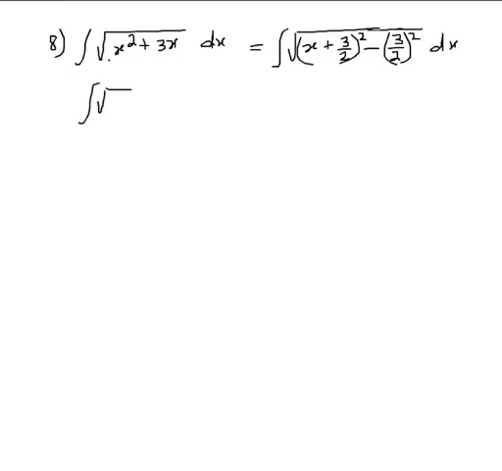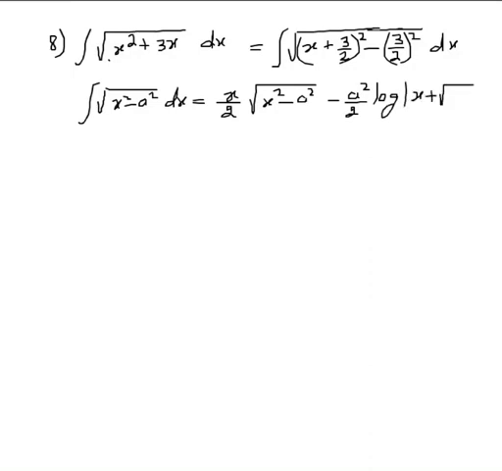The formula to be used is integral root of x square minus a square dx. The formula is x by 2 root of x square minus a square. This formula has a negative sign, minus a square by 2 log of absolute value of x plus root of x square minus a square, and plus c.